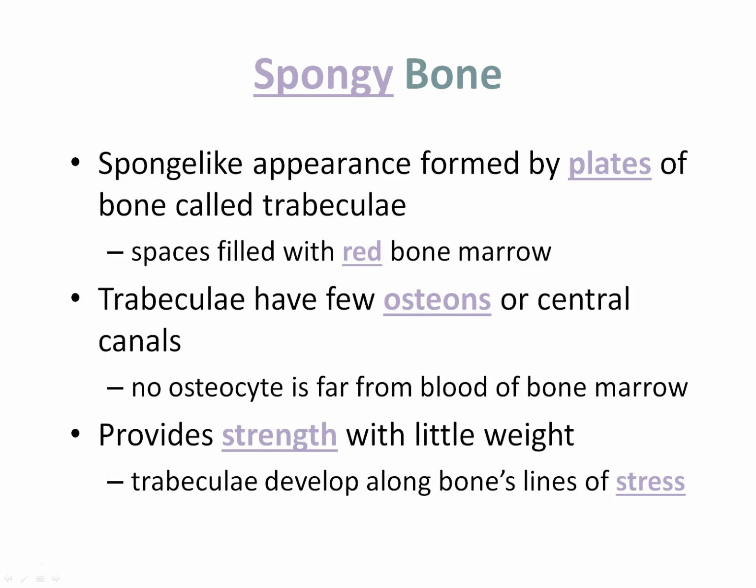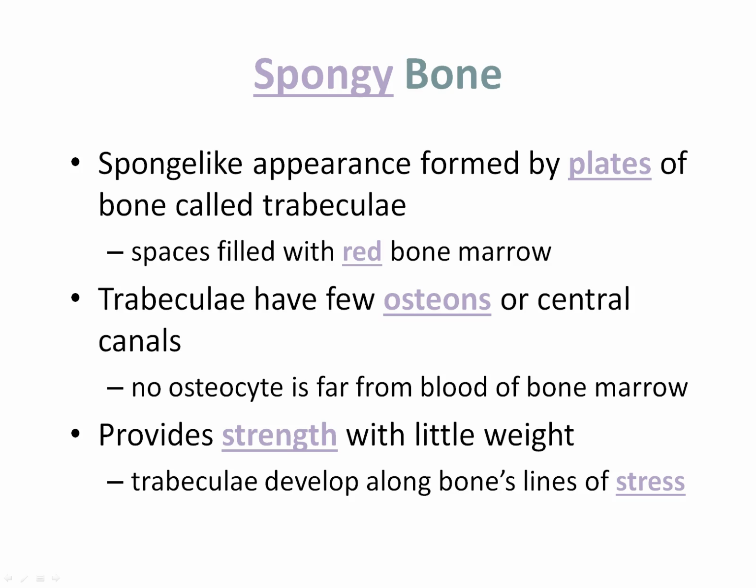Spongy bone is named because of the sponge-like appearance formed by plates of bone called trabeculae. The spaces between these plates of bone are filled with red bone marrow. Trabeculae have very few osteons or central canals because all of the cells, all of the osteocytes, are very close to the blood that's contained in the bone marrow. The advantage of spongy bone is that it provides strength with very little weight.